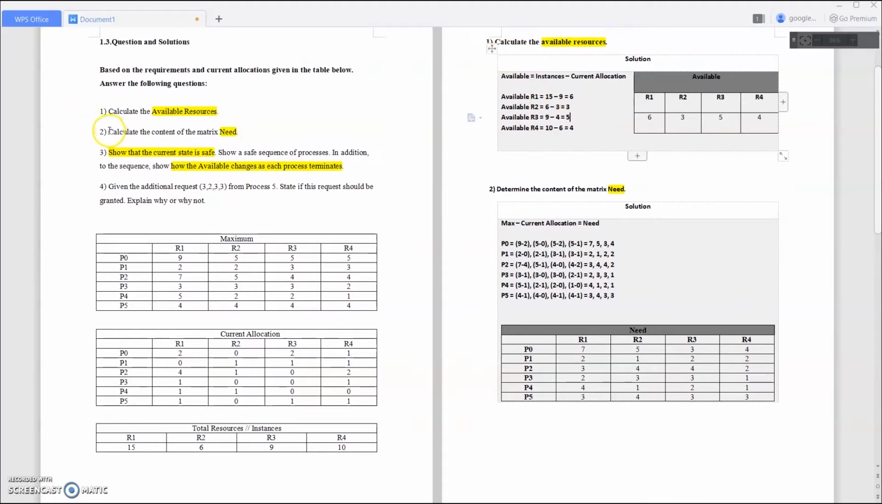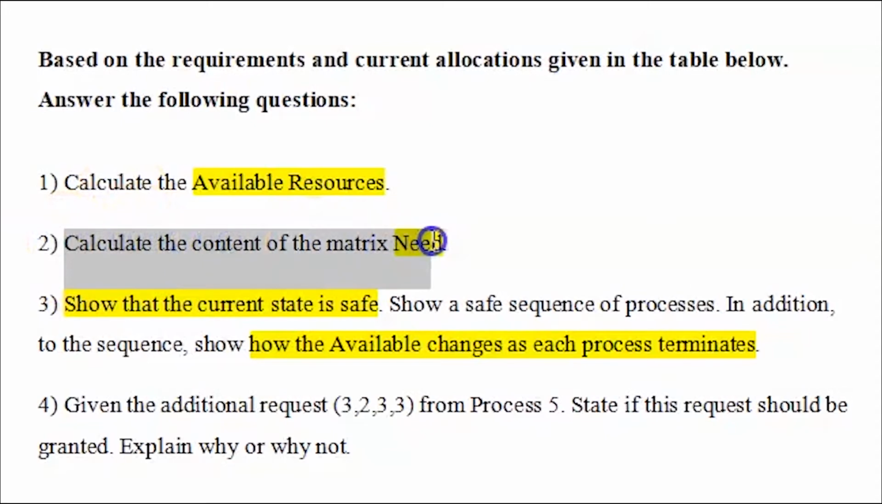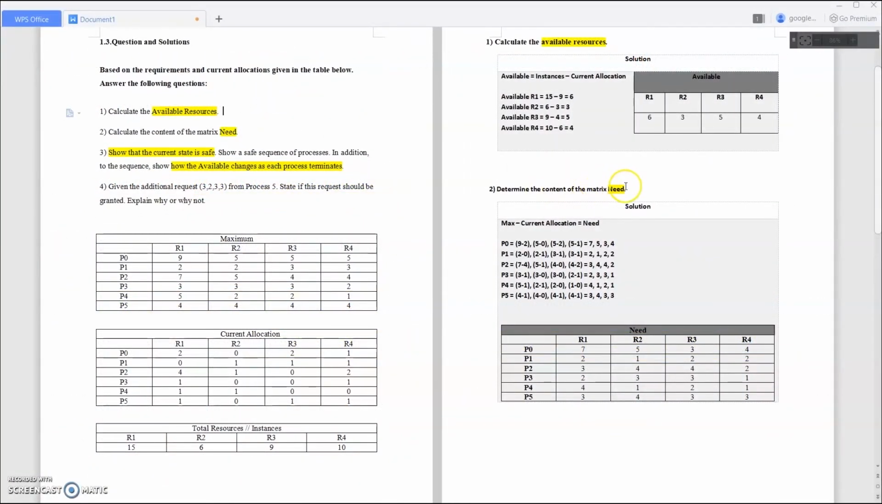Let's move on to question number 2. Question number 2 is telling me to calculate the content of the matrix need. So how do you get the matrix need? You take the maximum right here, and minus the current allocation. You see right here, P0 equals 9 minus 2, 5 minus 0, 5 minus 2, 5 minus 1, and equals 7, 5, 3, 4. How do I get the 7534 for the need of P0?